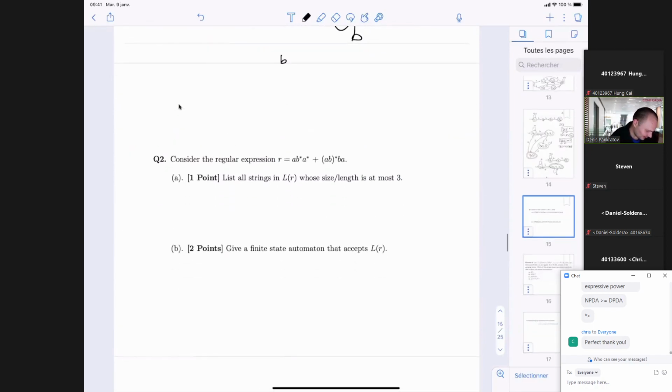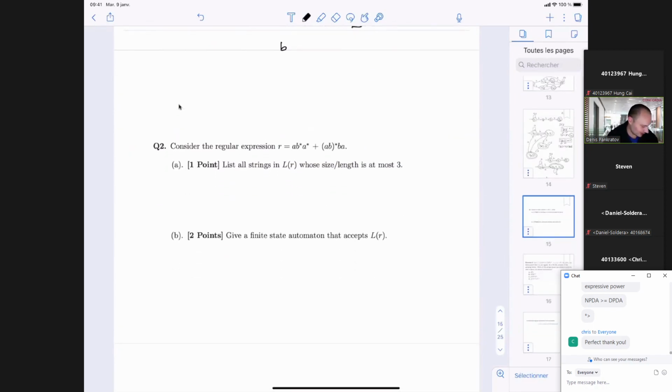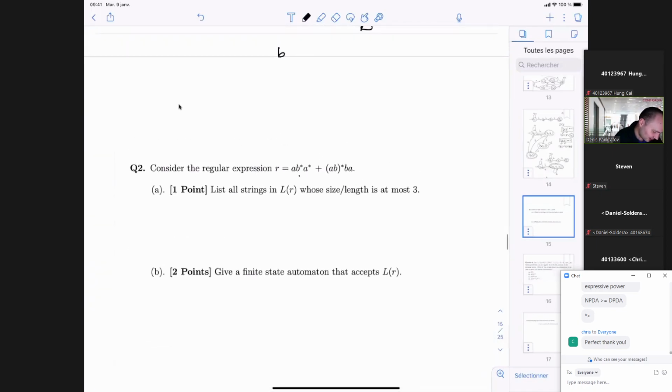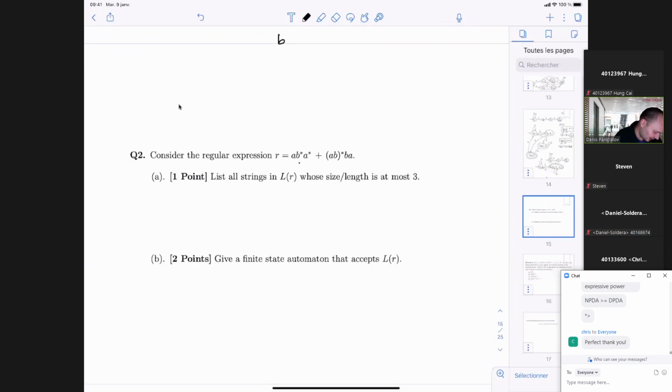Okay, very good. Let's go next to regular expressions. So we have the following regular expression: (A+B)* A* (A+B)* B A. List all strings whose length is at most 3. Okay, so at most 3, which means that the string could have length 0, 1, 2, or 3.